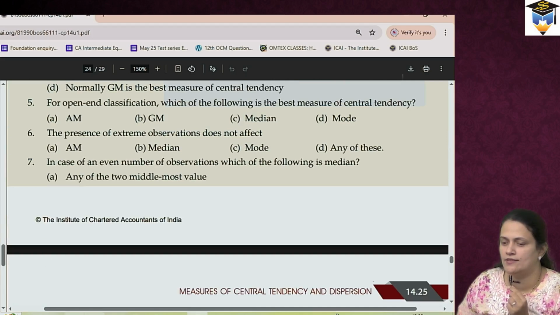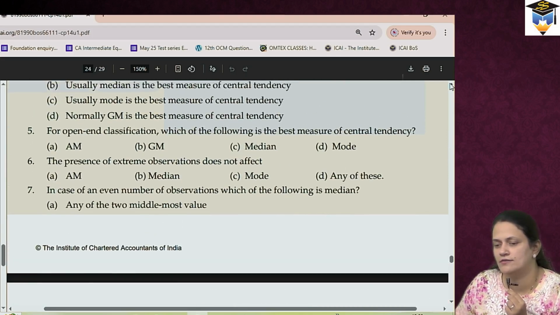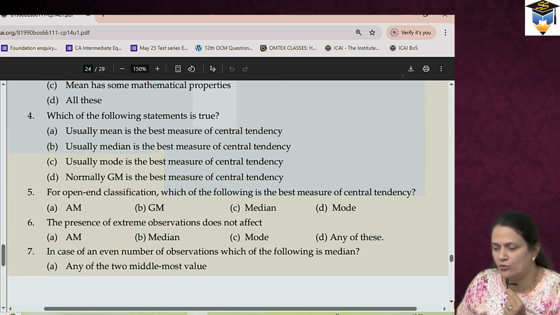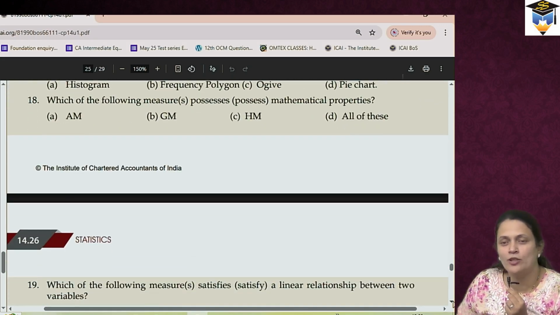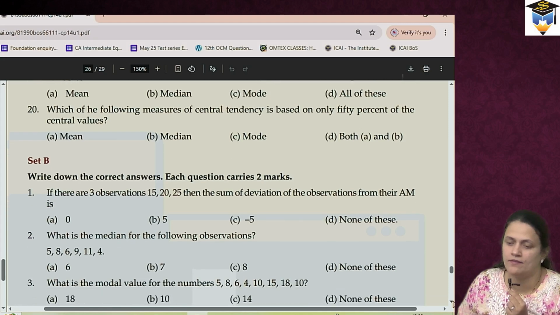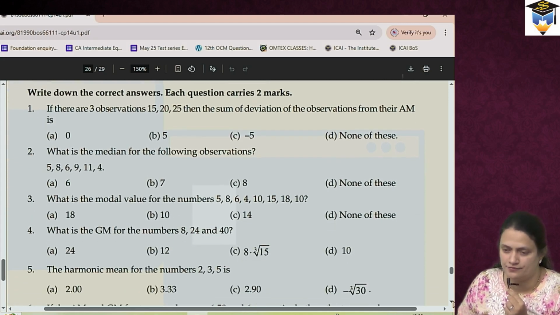Yes. These questions we can't do. Let us directly go to set B. These questions we will do after we finish everything. Set B. First we can do, second we cannot do.